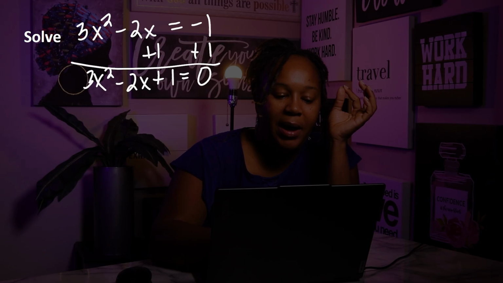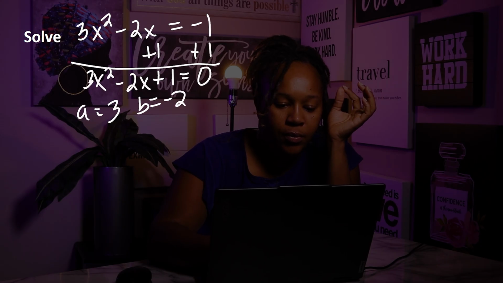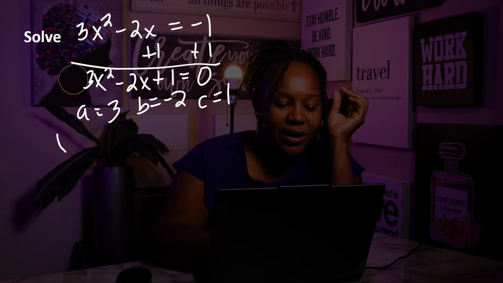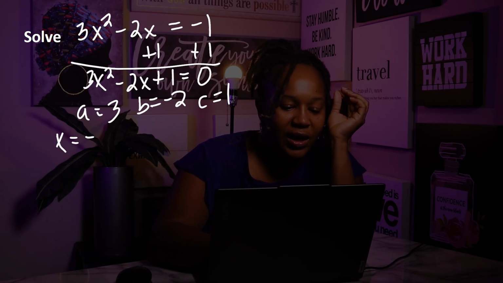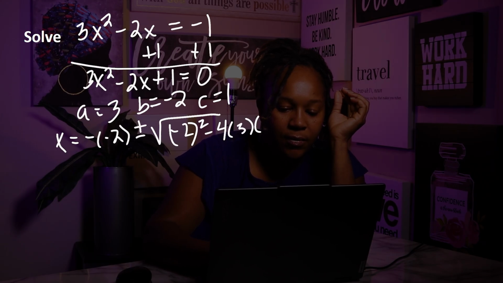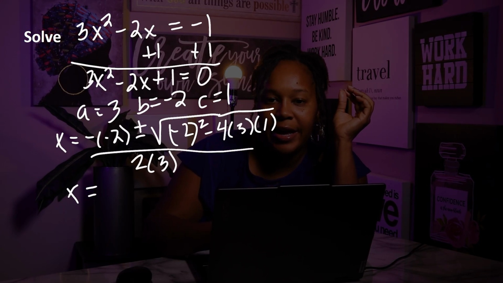So I need to first identify my A, my B, and my C. In this case, A is 3, B is -2, and C is 1. All right. And so now we can plug those in to that quadratic formula. So y'all remember the song? X equal -b plus or minus square root b squared minus 4ac all over 2a.